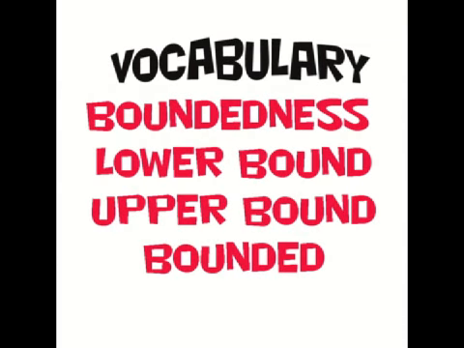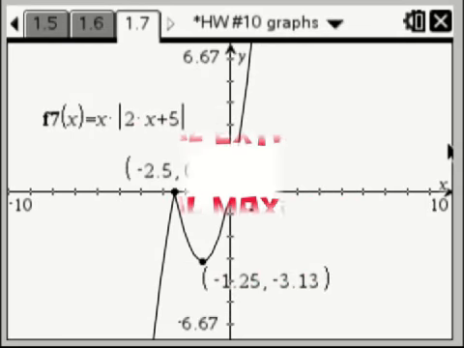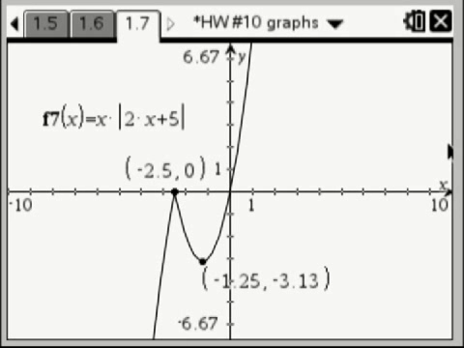And that's about it for this lesson. Let's just recap. So now you know about boundedness. You can tell a lower bound, an upper bound, and a bounded function. And you know about local extrema. You can identify local maximums and local minimums. And you have two different ways to find the mins and the max. You can trace, or you can analyze the function. And that's the end of a very quick lesson. Thank you for your time and attention.